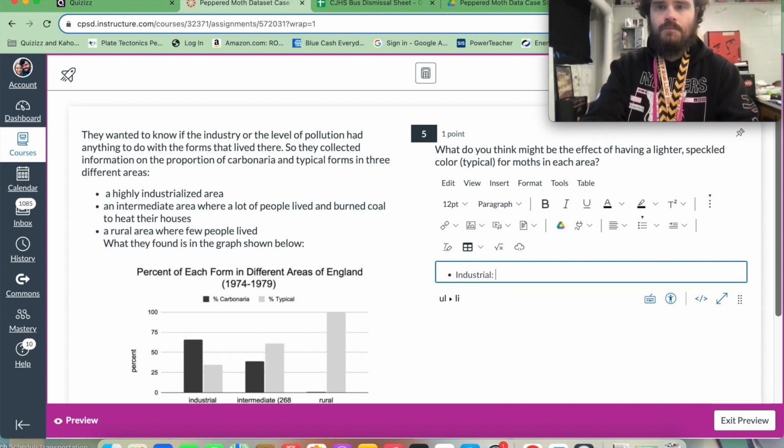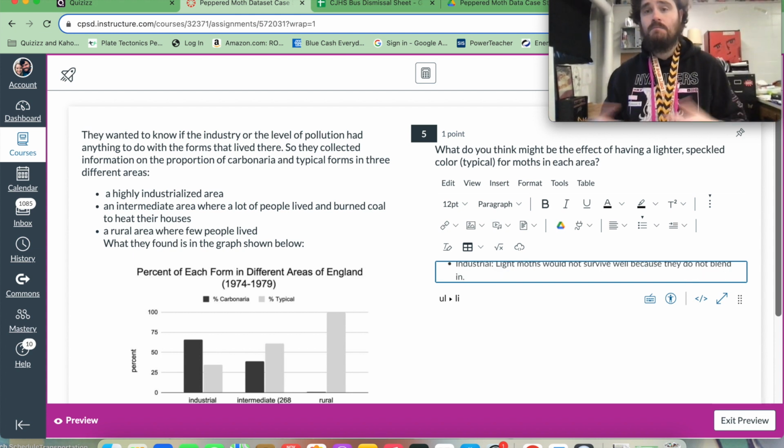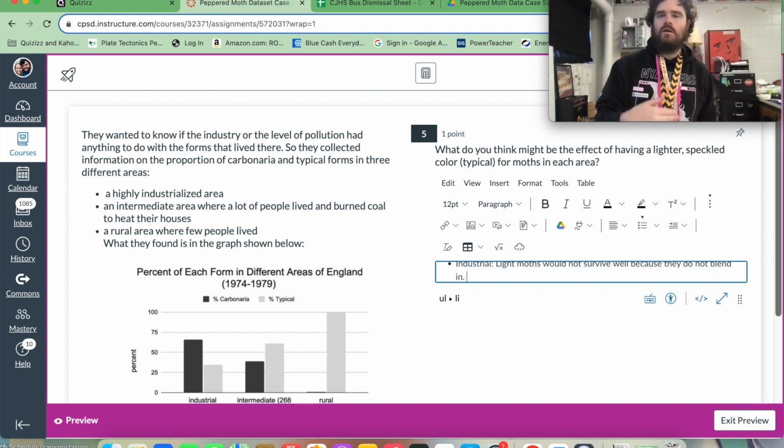So for industrial, you could write something like, light moths would not survive well because they do not blend in. And because they don't blend in, they don't get to reproduce, right? They don't get to pass their offspring on as often, or their genes on as often. But if you're in a rural area, right?